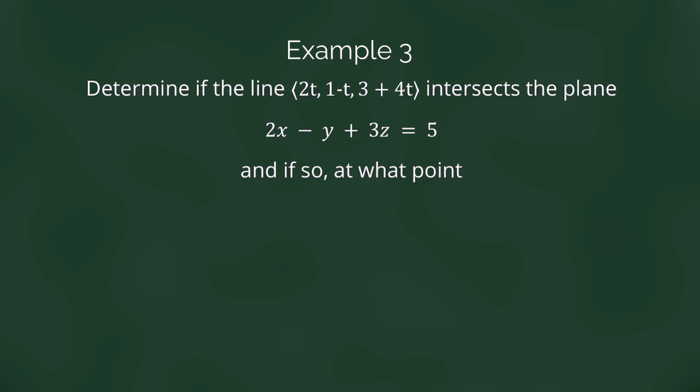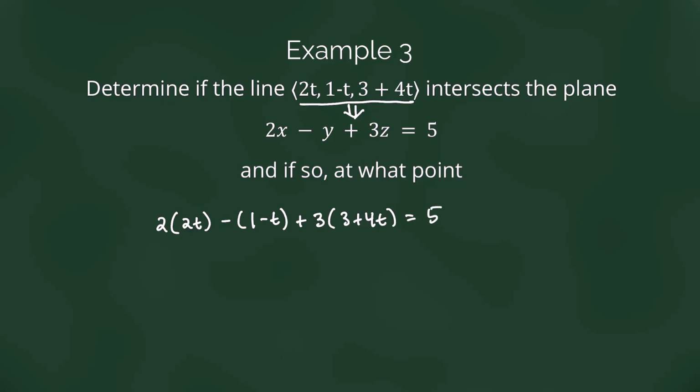All right, in this example, we're asked to determine whether or not a particular line intersects the plane. And so what that would mean is that for some value of t, a point on the line is also a point in the plane. So all of the points on the line are represented in this form. So what we can do is plug that into our equation. I'm going to replace x with 2t, y with 1 minus t, and z with 3 plus 4t, and set that equal to 5.